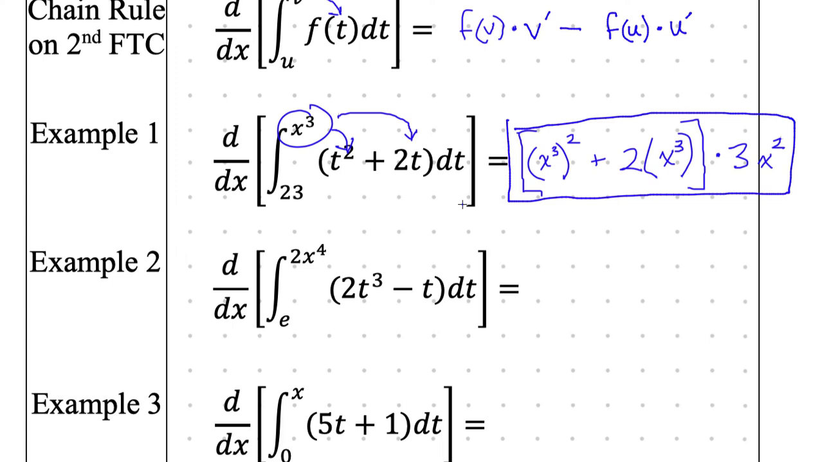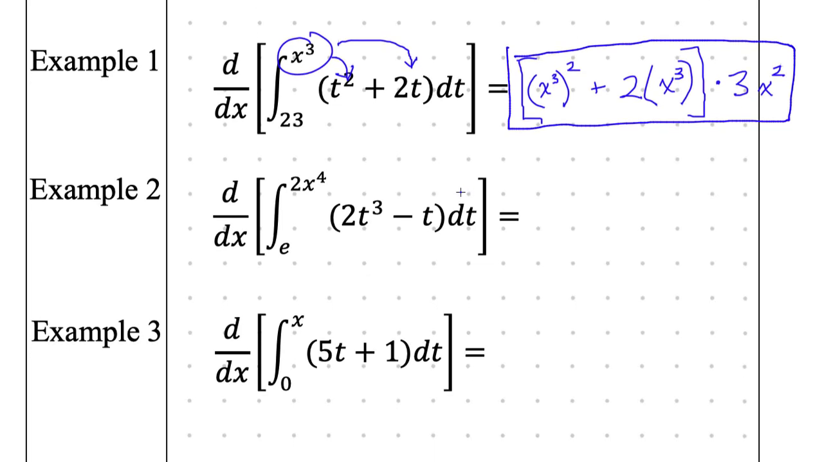Let's try example number 2. All right, Gio, help us plug in. 2 parentheses 2x to the fourth, everything to the third, minus 2x to the fourth. Perfect. All of that multiplied by 8x cubed. Perfect. You have the first half of it.